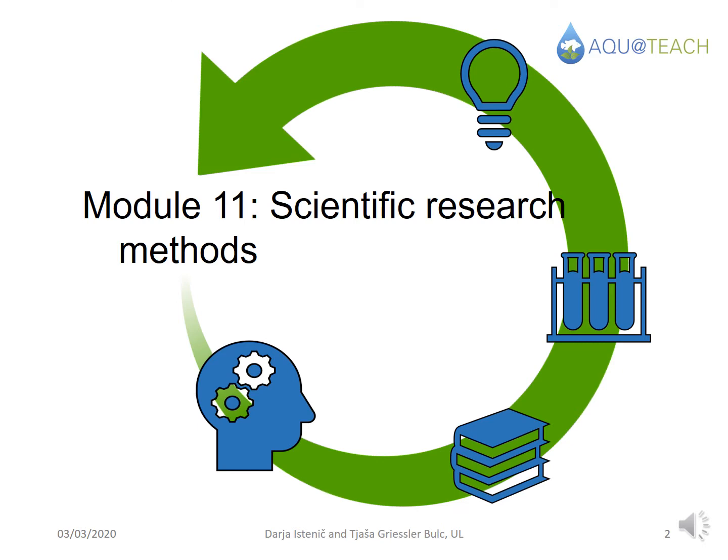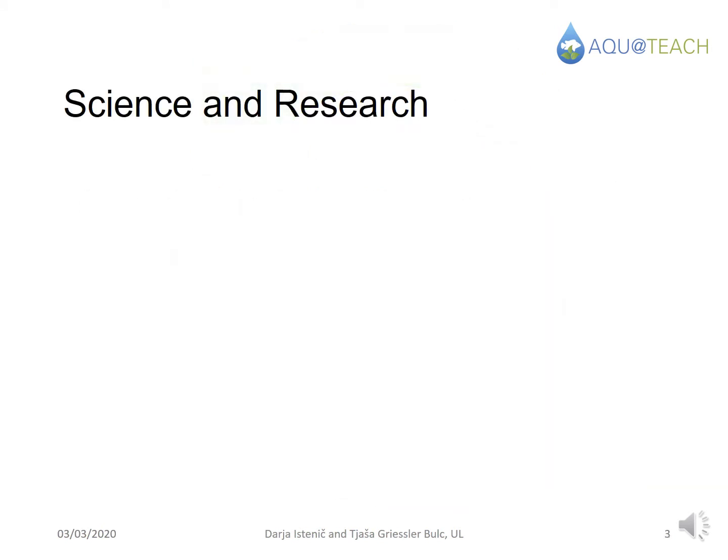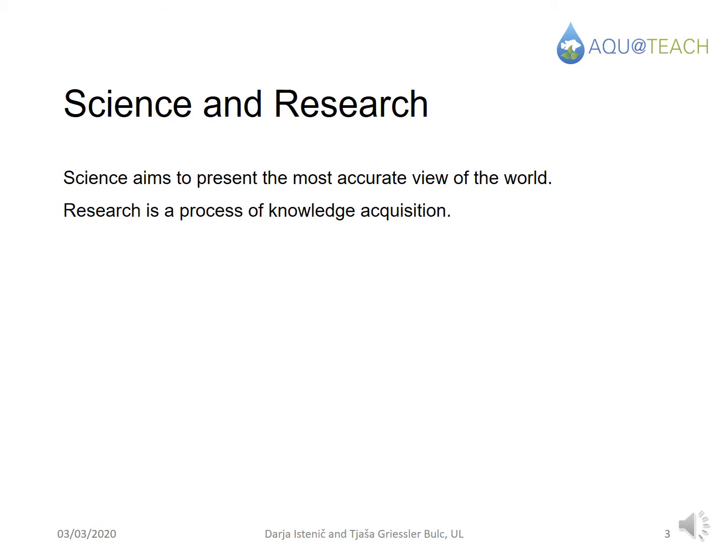Module 11, Scientific Research Methods. In this module, we'll look at how a research should be designed and carried out. The first chapter refers to basic terms like science and research. Science aims to present the most accurate view of the world, and research is a process of knowledge acquisition.